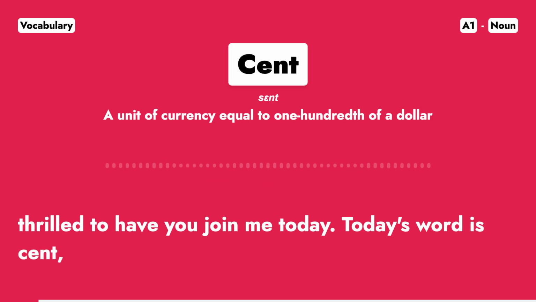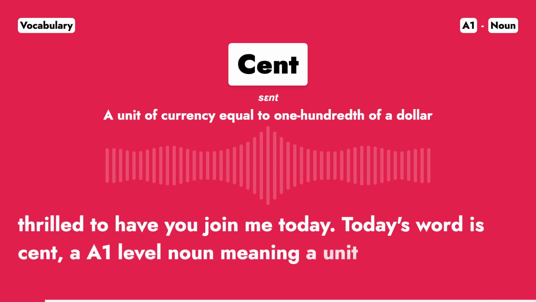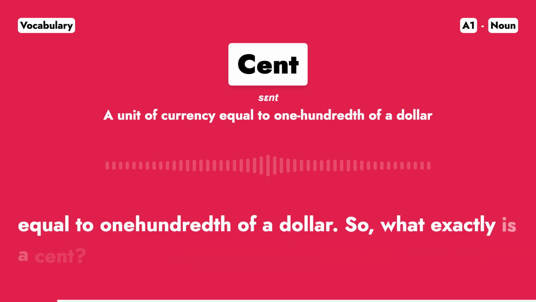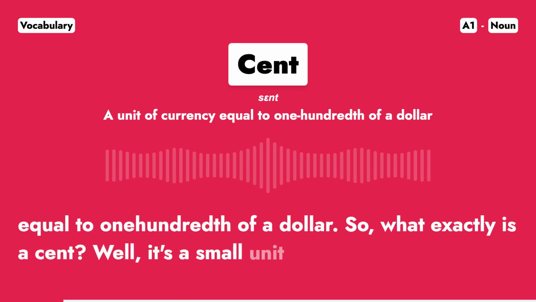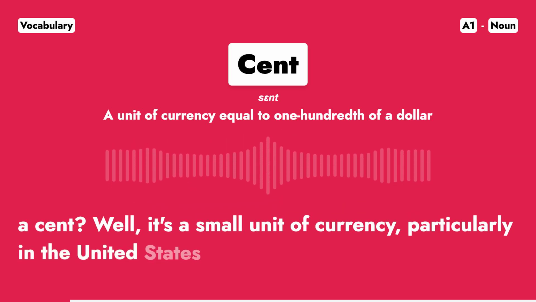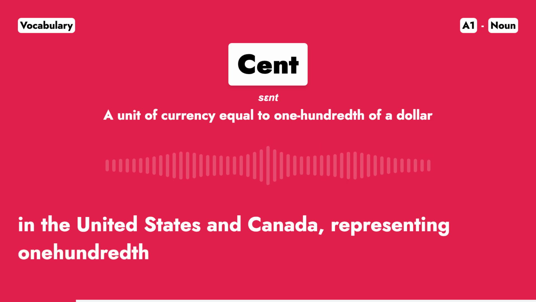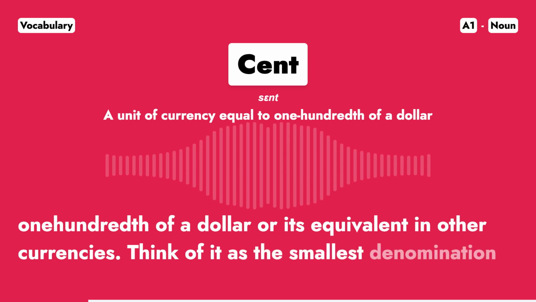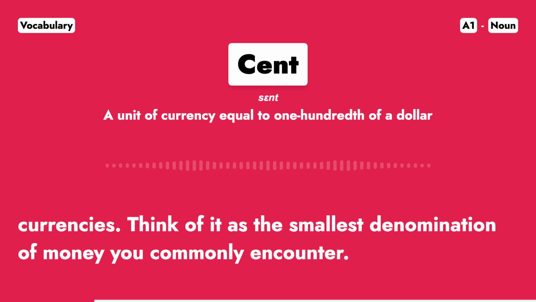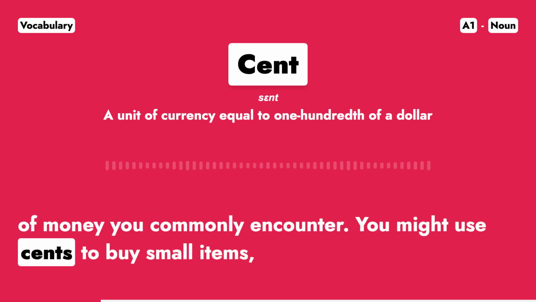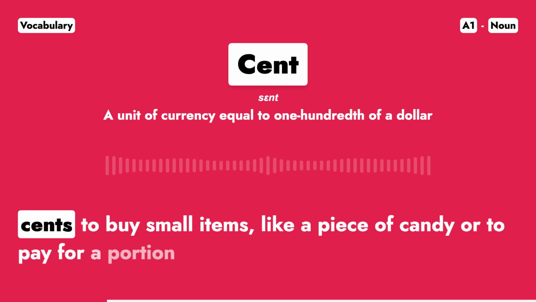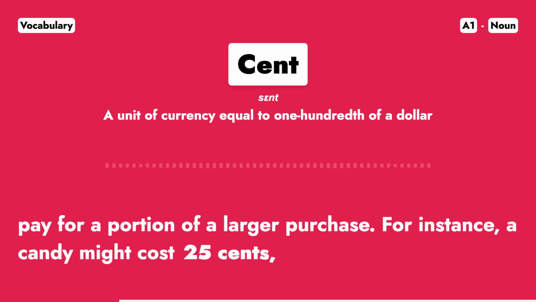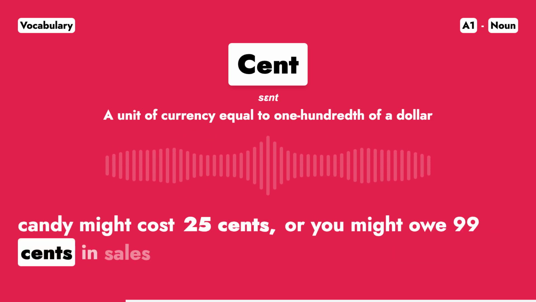Today's word is cent, a one-level noun meaning a unit of currency equal to 1/100th of a dollar. So, what exactly is a cent? Well, it's a small unit of currency, particularly in the United States and Canada, representing 1/100th of a dollar or its equivalent in other currencies. Think of it as the smallest denomination of money you commonly encounter. You might use cents to buy small items, like a piece of candy, or to pay for a portion of a larger purchase. For instance, a candy might cost 25 cents, or you might owe 99 cents in sales tax.